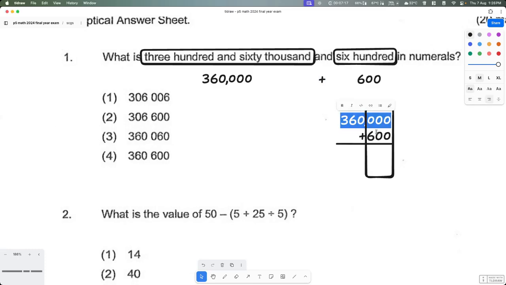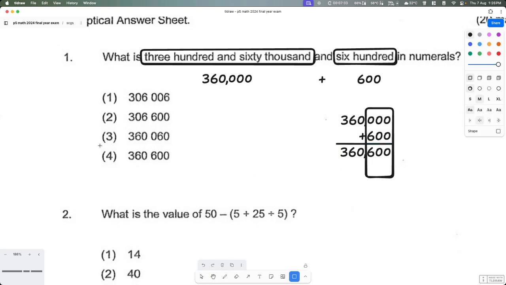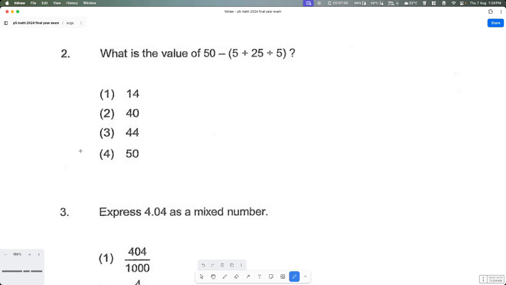Right, the working will look something like this. I've drawn rectangles so it's easier for you to see what number to put where. So we put here 600, and then after that we just put 360 at the end as what you see over here. So it will look something like this. Okay, so that means the answer to this is 360,000 and 600. Option number 4. Let's move on to question number 2.